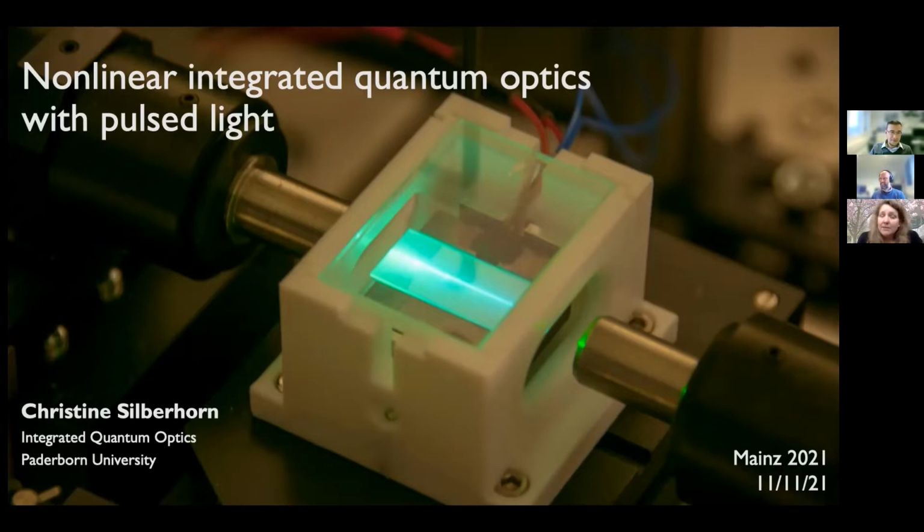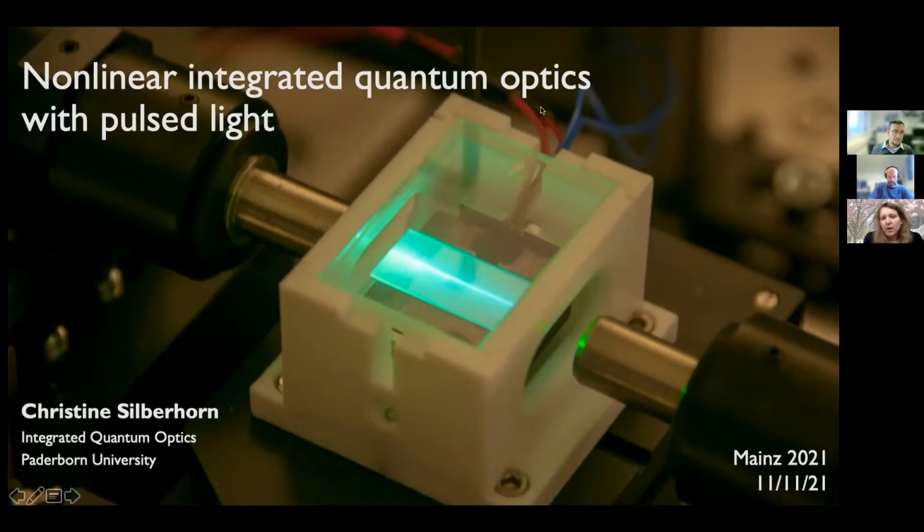Well, it's my pleasure to introduce to you my research area. And it's right, we are doing things with light. I entitled this presentation Nonlinear Integrated Quantum Optics with Pulsed Light. It's a title which is rather technical, I'm aware of it, but the important thing is that we're doing quantum stuff, we're doing it with integrated optics, and we also play with pulsed light sources.